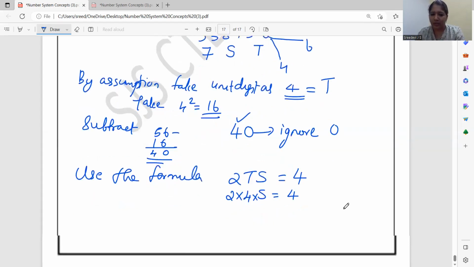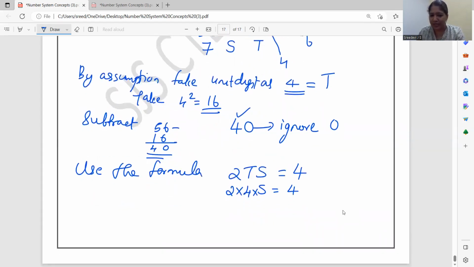Here it is not the solution of an algebraic expression; you just have to think. 2 into 4 is 8, right? So 8 into S is 4. Whenever we multiply 8 with what number do we get the unit digit as 4? There are how many possibilities? See, 8 threes are 24 and 8 eights are 64. The unit digit is 4. So either 8 threes or 8 eights.